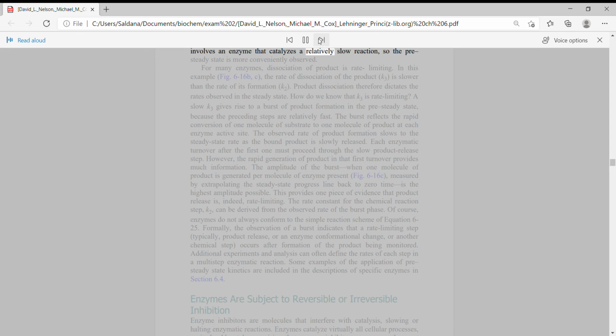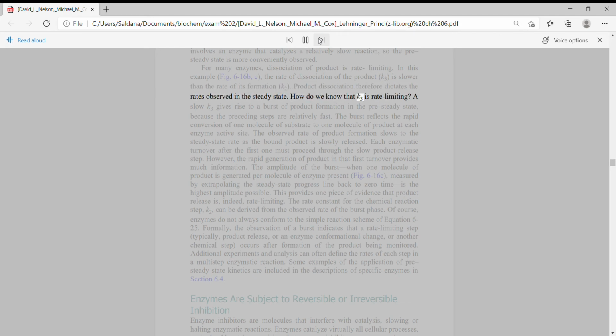A detailed description of pre-steady-state kinetics is beyond the scope of this text, but we can illustrate the power of this approach by a simple example of an enzyme that uses the pathway shown in equation 6-25. This example also involves an enzyme that catalyzes a relatively slow reaction, so the pre-steady state is more conveniently observed. For many enzymes, dissociation of product is rate-limiting. In this example, Fig. 6-16b, c, the rate of dissociation of the product, k3, is slower than the rate of its formation, k2. Product dissociation therefore dictates the rates observed in the steady state.